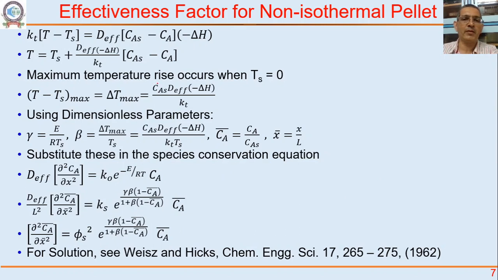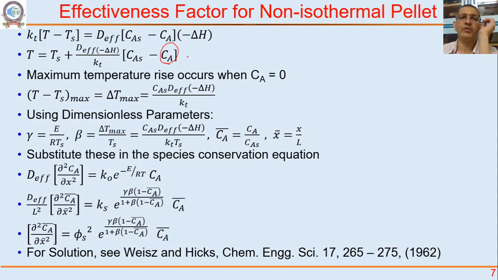So maximum temperature is when, not TS, we should say CA is 0. Let me make that correction. Just wait for a second. Okay, so I made that correction now. Maximum temperature difference. Look at this expression. Maximum temperature rise will occur when CA is 0, like 100% conversion.